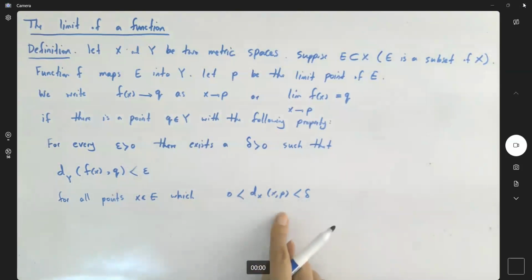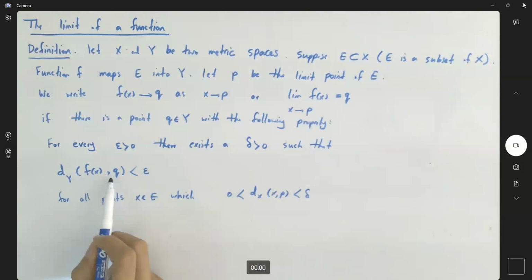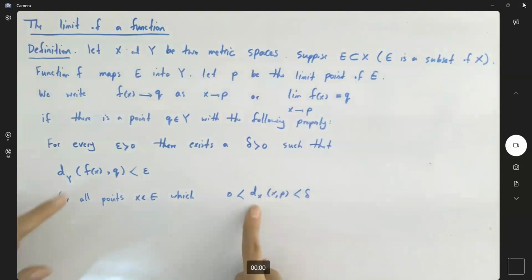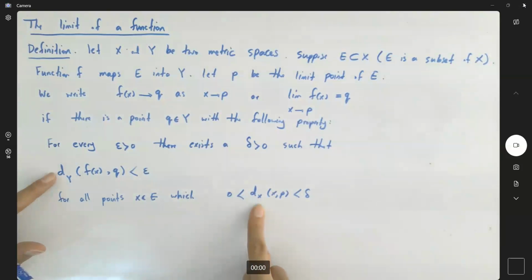So as the distance is getting smaller and smaller on X, the distance between f and Q is getting smaller and smaller in Y. Note that we are using the metric, or the distance, in X and in Y. That's why we use d sub X and d sub Y.